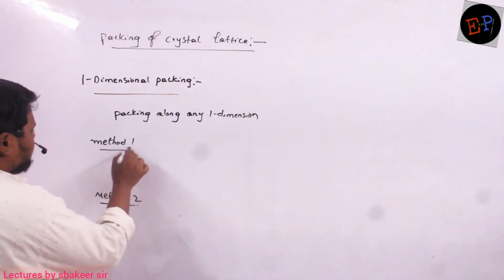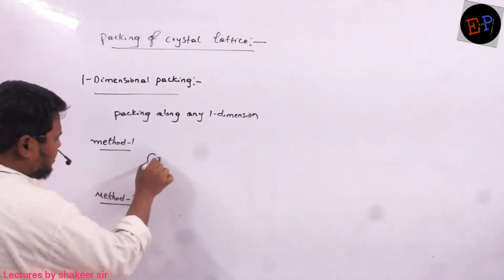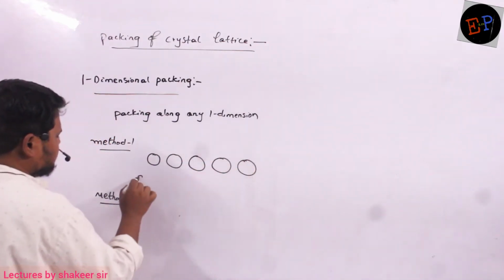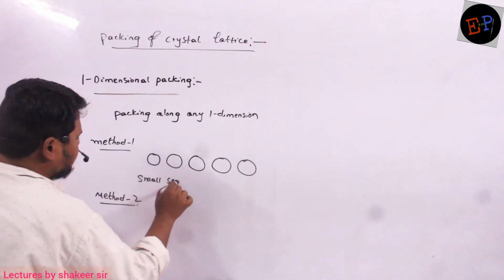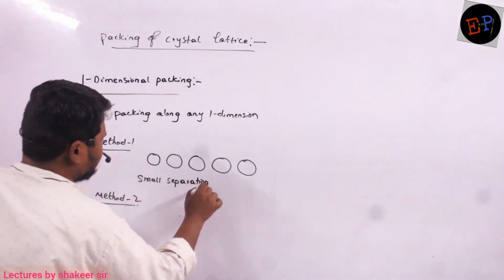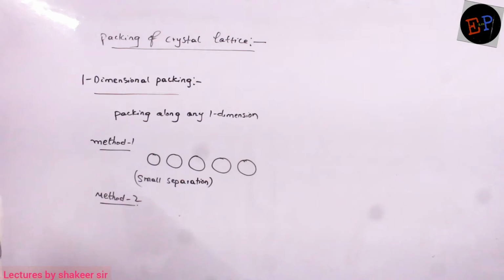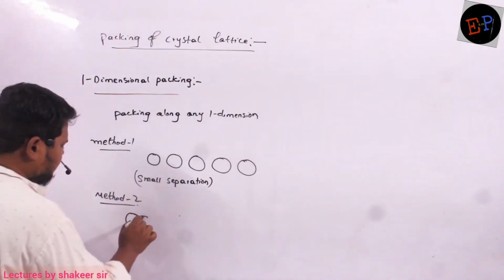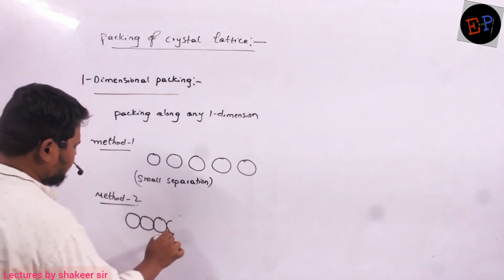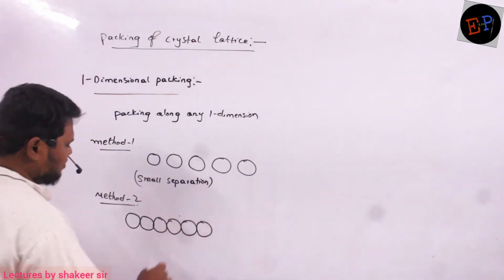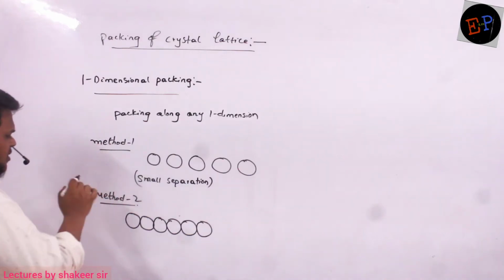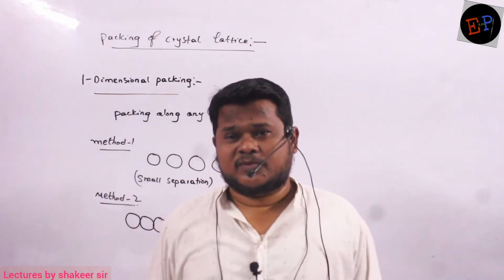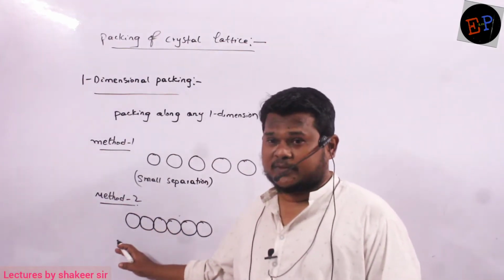What is meant by method number 1? I can pack the atoms with a small separation between them. And one more type of packing is that I can pack these atoms without any separation also. I can pack them like this also. Out of the first method and second method, which is the desirable method, can you say? The second method is more desirable.